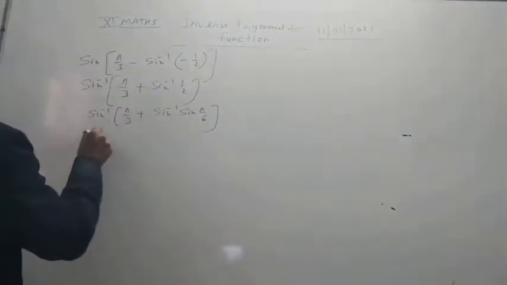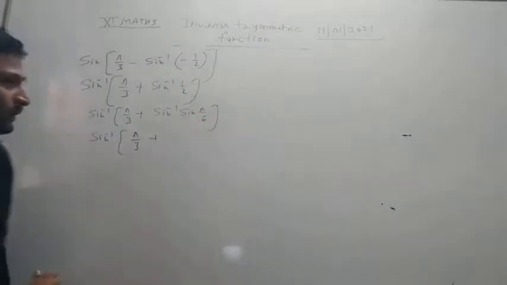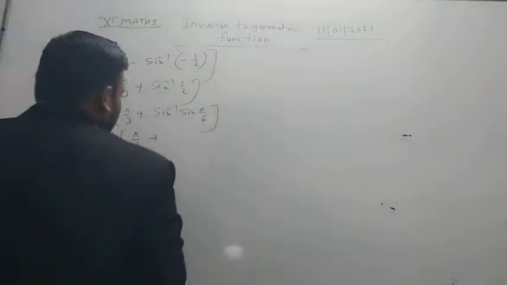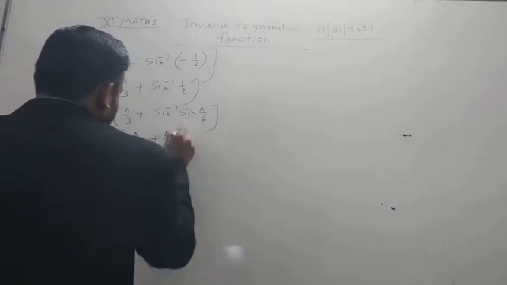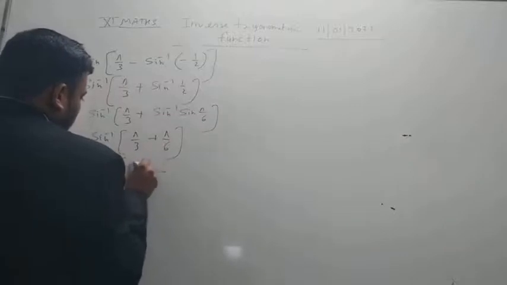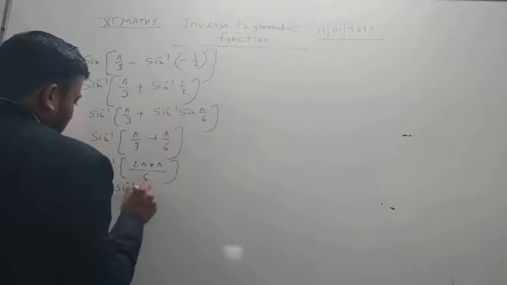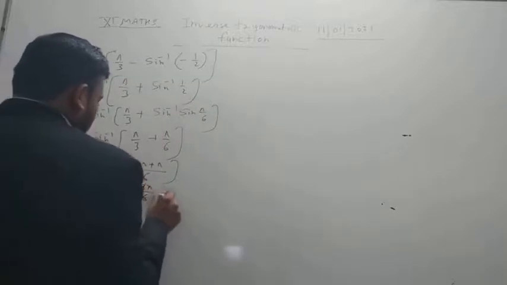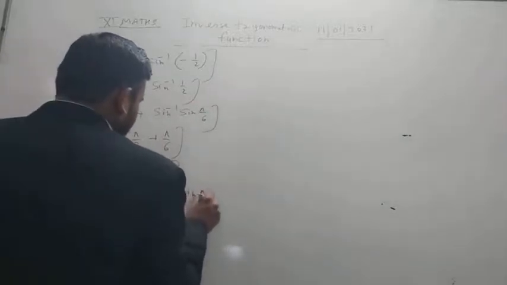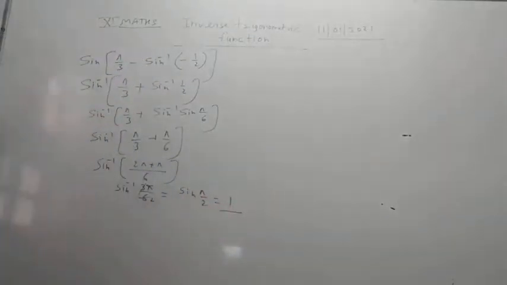So sin inverse, this is pi by 3, and this lies in the principal value branch of sin inverse, so we write pi by 6. Now this is sin inverse of 2 pi plus pi by 6, which is sin inverse of 3 pi by 6. So this is sin pi by 2, which is 1. Students, this will be our result.